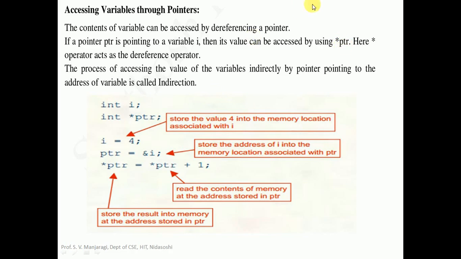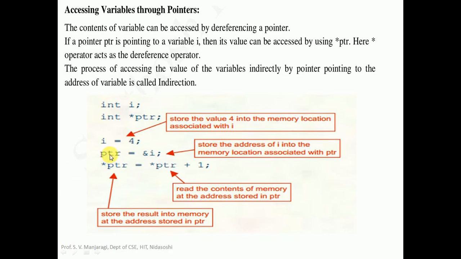Now let us take one example here. So int I, this statement is declaring an integer type variable I. The second statement is declaring a pointer variable ptr. The data type is int followed by star ptr. So this statement will make ptr a pointer variable. In the next line we are initializing variable I. The variable I is initialized to the value 4. So 4 will be stored into the memory location that is associated with variable I.